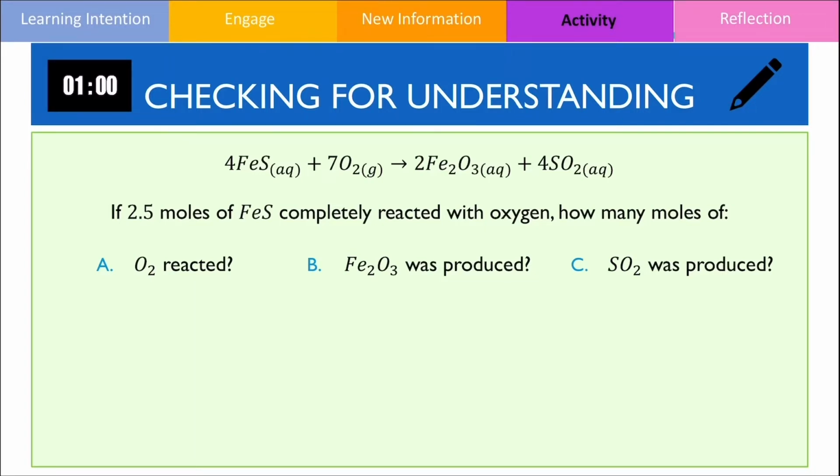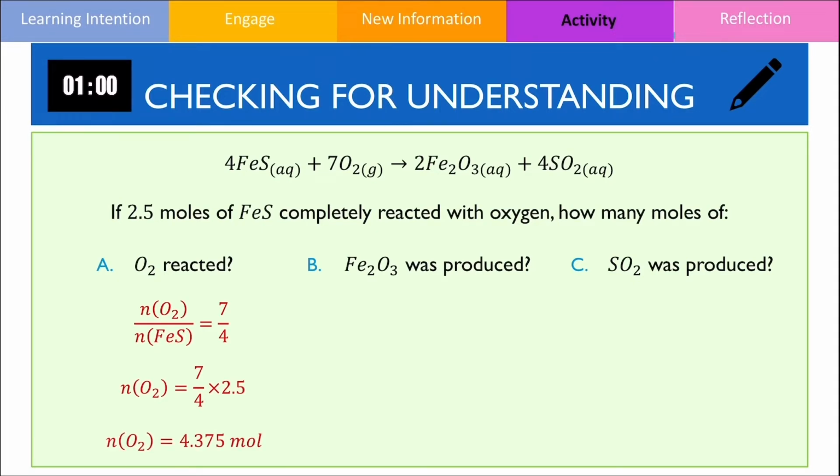In part A, we want to find out the number of moles of oxygen gas reacted. According to the stoichiometric ratios, the ratio of oxygen to iron sulfide is 7:4. Since we know that there are 2.5 moles of iron sulfide, multiplying 7/4 with 2.5 moles gives the number of moles of oxygen gas required, which is 4.375 moles.